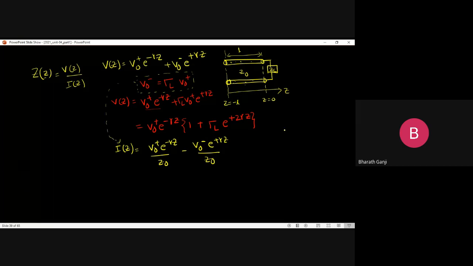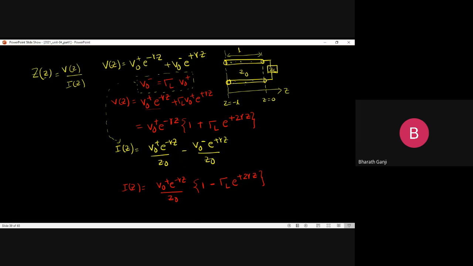Okay, if I do that, then I get my expression like this. I(z) is equal to V naught plus into e power minus gamma z divided by Z naught into (1 minus tau L into e power plus 2 gamma z). If you multiply it out, you get back your expression for I(z). So from now onwards, these are the expressions which I'm going to use.